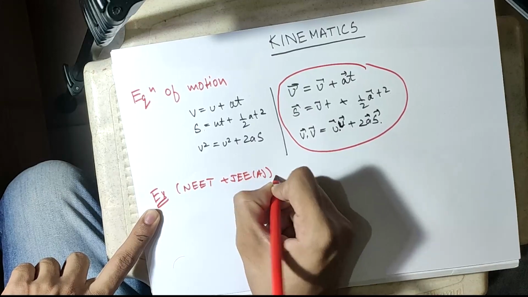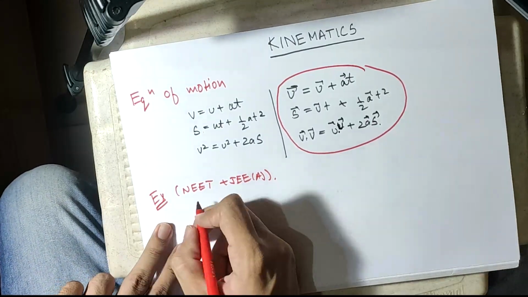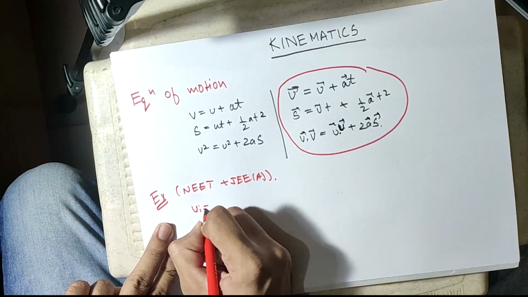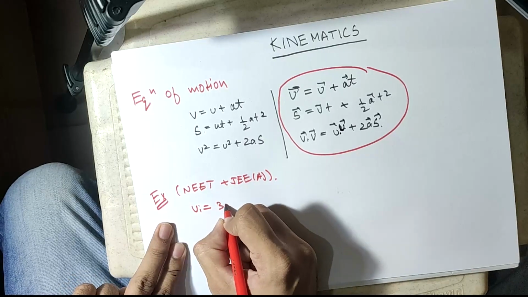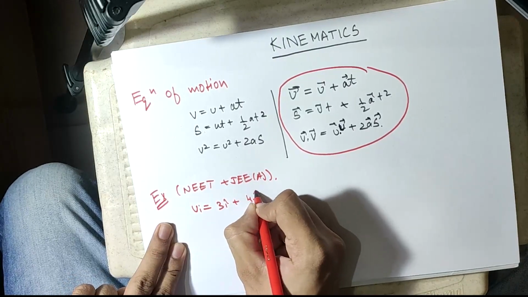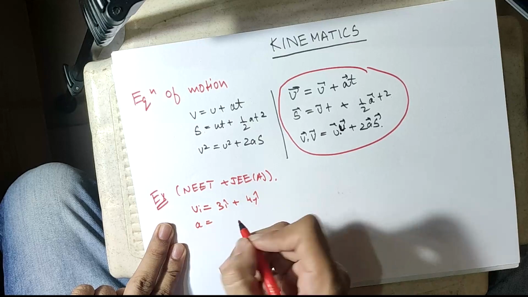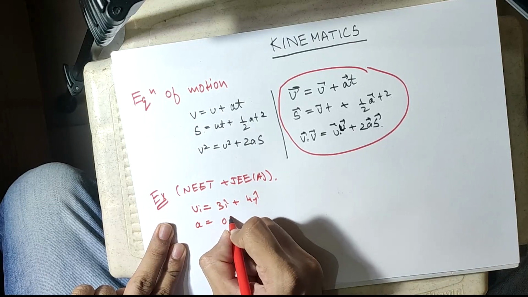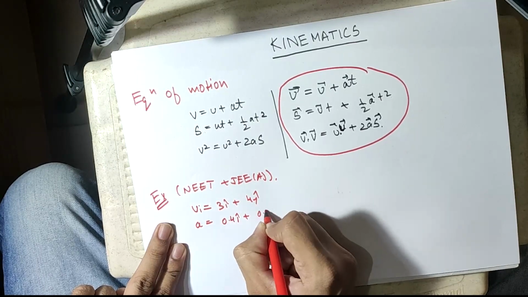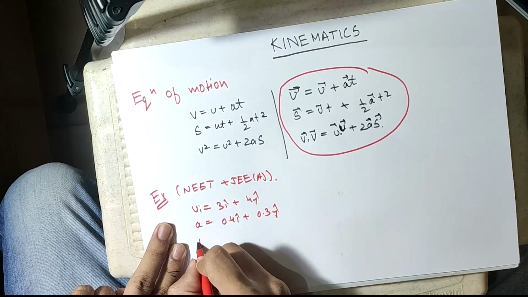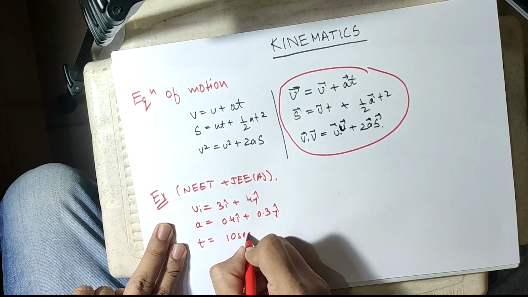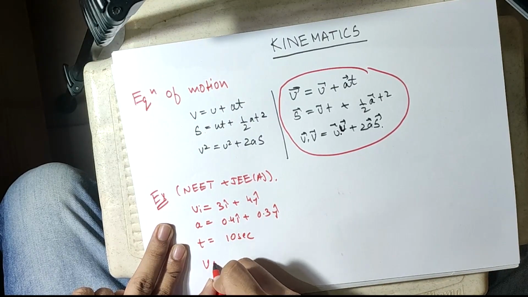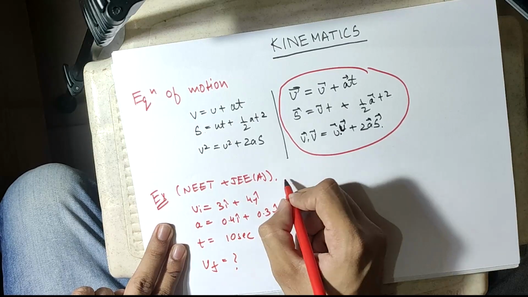I am going to deal with one question. It is a very important question. See, initial velocity is given as 3 i cap plus 4 j cap. Acceleration is given as 0.4 i cap plus 0.3 j cap. Time is given as 10 seconds. And it is asked V final. So how will you do it?